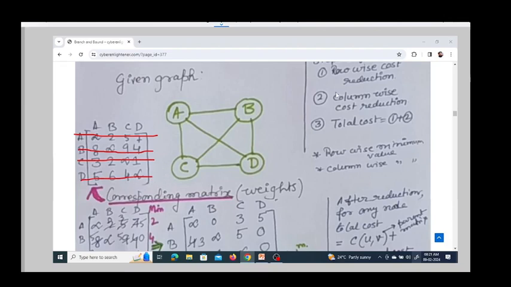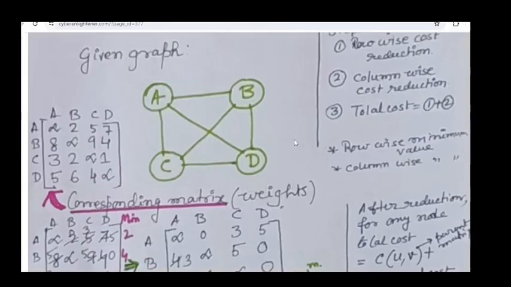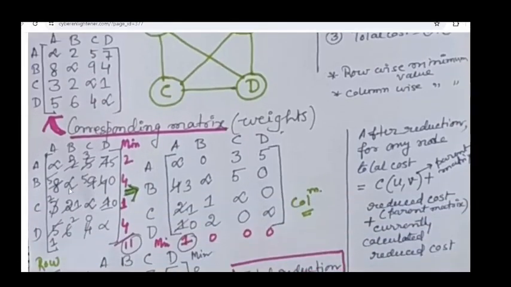Whichever is the resulting element, you are going to write here. Row wise reduction happens. So the first time it is 2, second time 4, third time 1, fourth time 4. Everything you reduced here and subtracted. This is how row wise reduction happens.